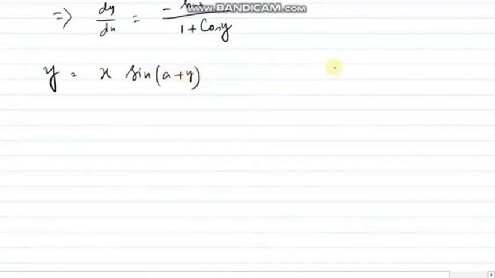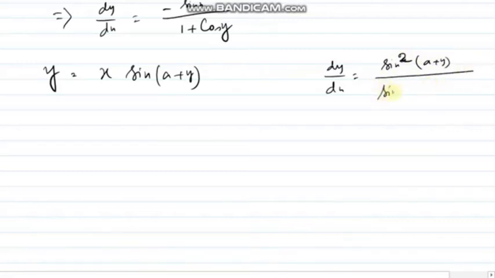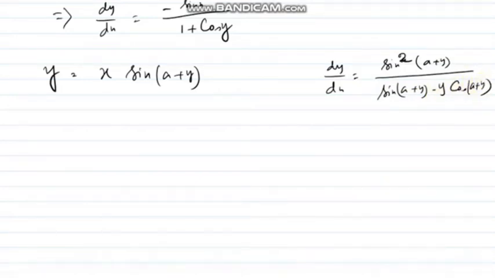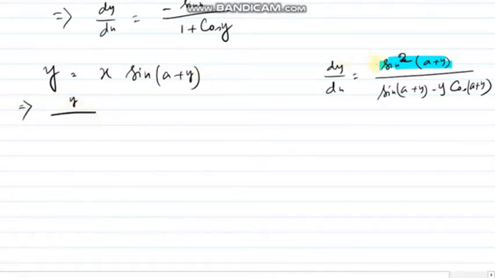We have to prove that dy/dx equals sin square(a plus y) divided by sin(a plus y) minus y into cos(a plus y). For this type of sum, try to find any whole square term in the proof. Like here it is sin square(a plus y). If you find other sums also, the whole square term will be present. So this whole square term you have to write in the denominator before doing the differentiation, right? We need the whole square of sin(a plus y).